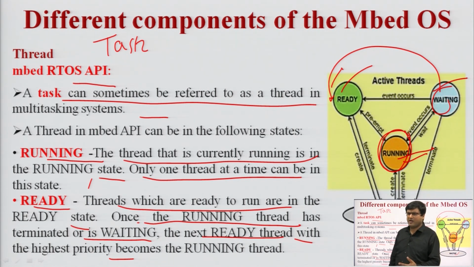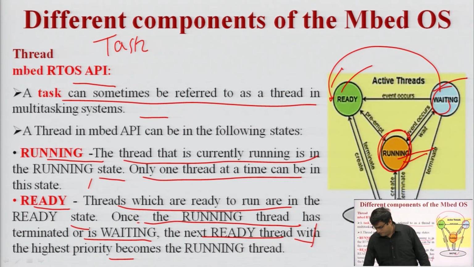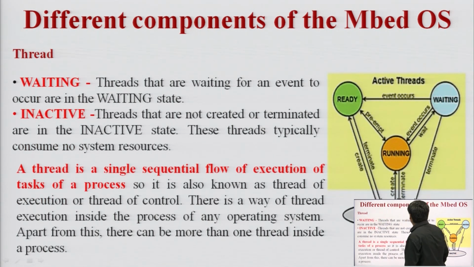For example, in any microcontroller, if more than one interrupt occurs, the microcontroller will service that interrupt according to the priority. The highest priority interrupt will be given service first by the microcontroller. Okay. So, in the same way threads are working. Okay. This is so more available, more task available, waiting, inactive.